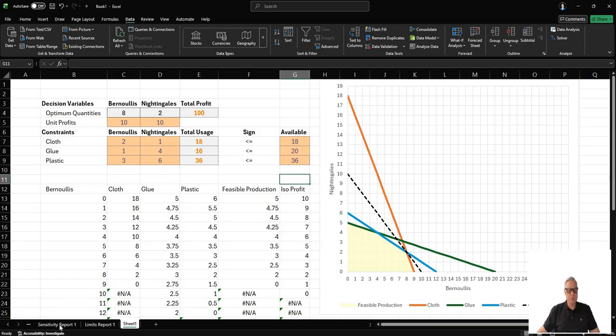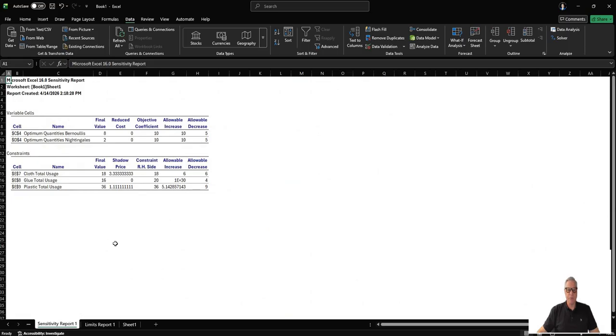So the most important report that Excel can generate is the sensitivity report. So let's see what we have here. So I open up the sensitivity report, and again you see the optimum quantities, Bernoulli's 8 and 2. And then we have something here, reduced cost. I put that on hold for a while. Then it says objective coefficient 10 and 10. And then it says allowable increase, Bernoulli's is 10, or allowable decrease is 5.